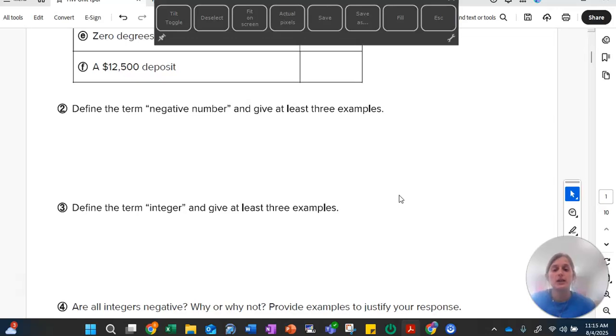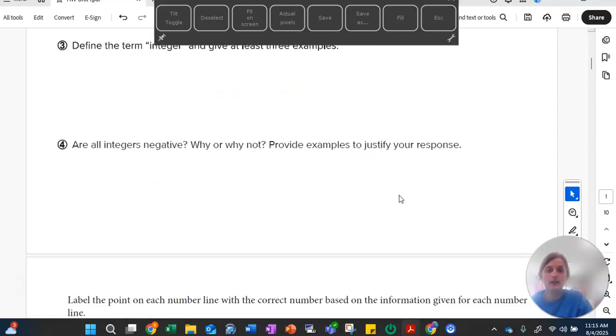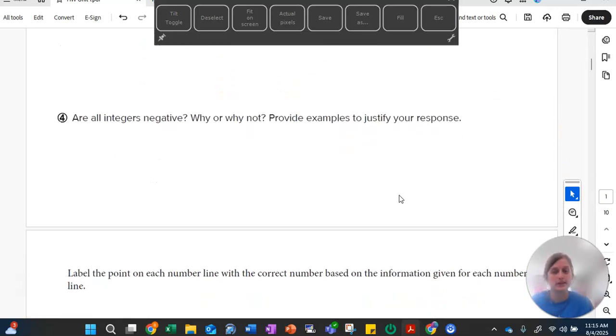When you define the term negative numbers, I expect to see a complete sentence. So a sentence starter might be something like negative numbers are, and then you write the rest of the sentence and you give 3 examples. The examples don't need to be in a sentence of their own. You can finish that definition and then be like, -2, and then you come up with some other examples. Same thing for when you're defining the term integer. Integer means, or integers are, you need a complete sentence. Anytime I ask you to write something, I'm expecting a complete sentence.